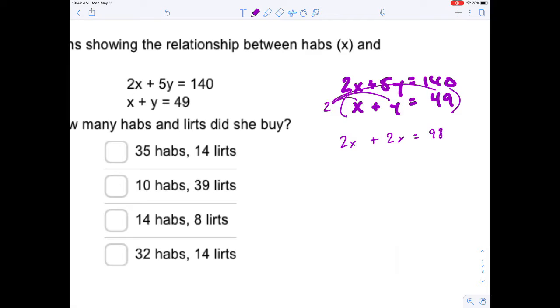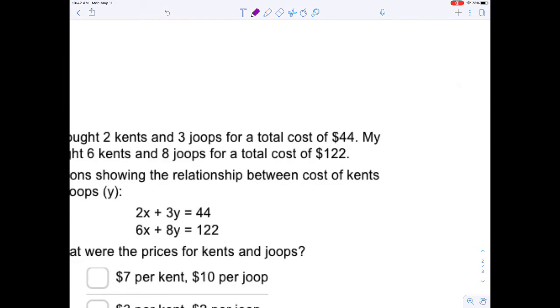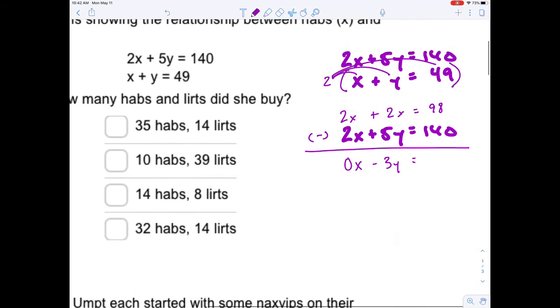And then because it's my iPad, I'm going to go ahead and grab this guy and bring it down here, all right? Or rewrite it if you're on paper and pencil. Now I'm going to subtract because if I added these, I'd get 4x, but if I subtract them, they go away, and I want them to go away. This is the elimination technique. So 2x minus 2x is 0x. I'll erase that soon enough. 2y minus 5y is negative 3y. Equal sign. 98 minus 140 is going to be negative 42.